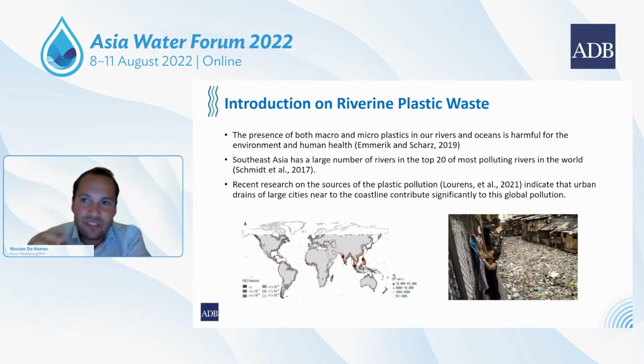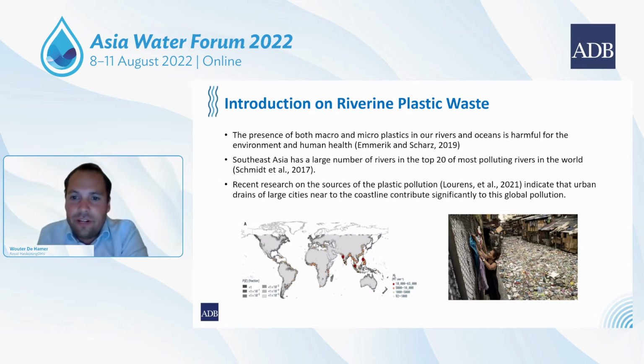And unfortunately, Southeast Asia and South Asia have the most rivers that are the top polluters in the world. You can see on my map that the red and orange dots are mostly concentrated in this part of the world. Next to the bigger rivers, recent research has also shown that a lot of smaller rivers from urban areas in our Asian cities are contributing significantly to the global pollution of plastics in the oceans.